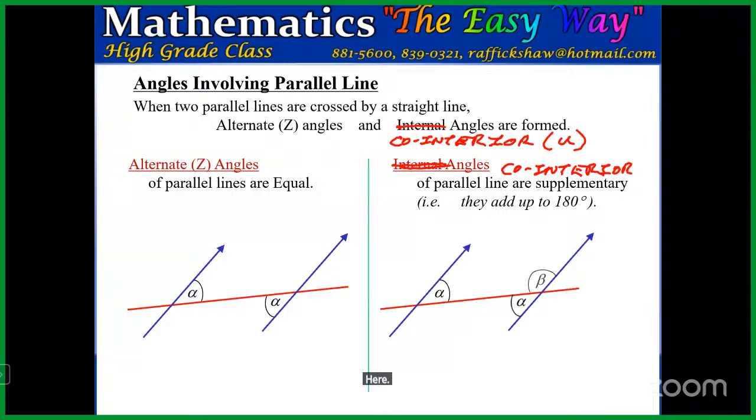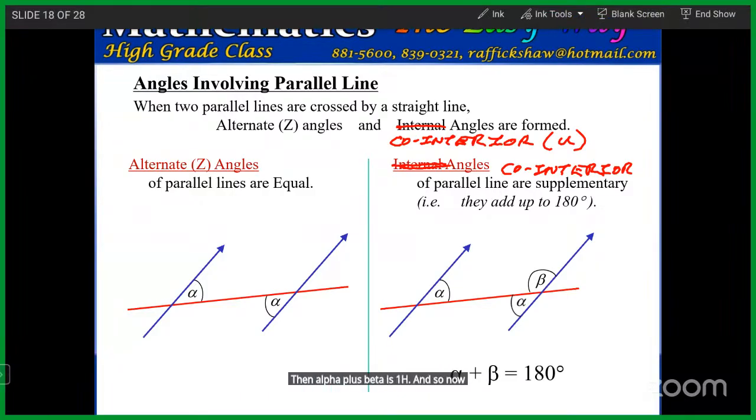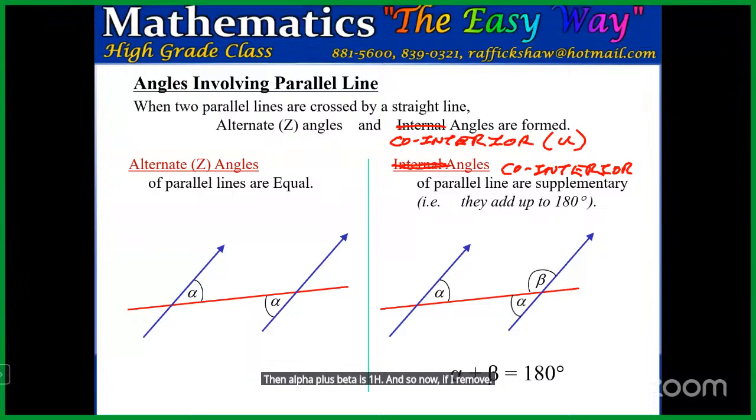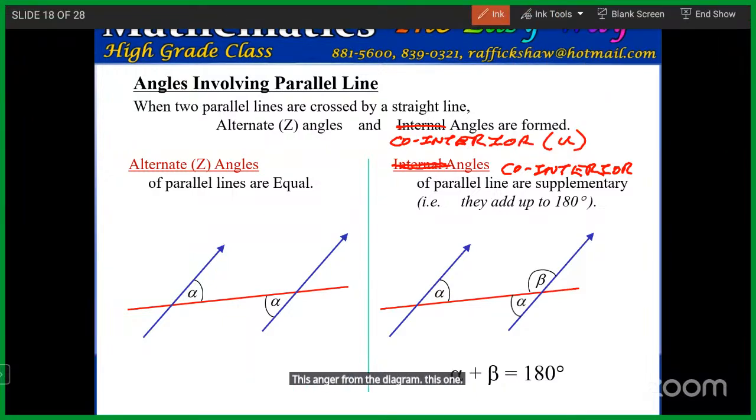Call that beta. Because the total angle on a straight line is 180, alpha plus beta is 180. Now if I remove this angle from the diagram, take this one off the diagram, I'll be left with these two.